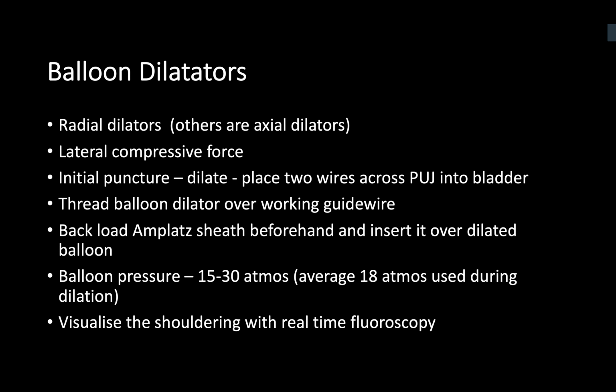And how we know that it is time for us to thread the Amplatz sheath over the balloon dilator is by visualization under fluoroscopy. So what we inject is the contrast, and the keyword there is the shouldering of the balloon dilator. So we can visualize the shouldering during the fluoroscopy. Once we are sure that the balloon dilator is dilated to the maximum possible, and the average is 18 atmospheres, then we can thread the Amplatz sheath over the balloon dilator and keep it in position.